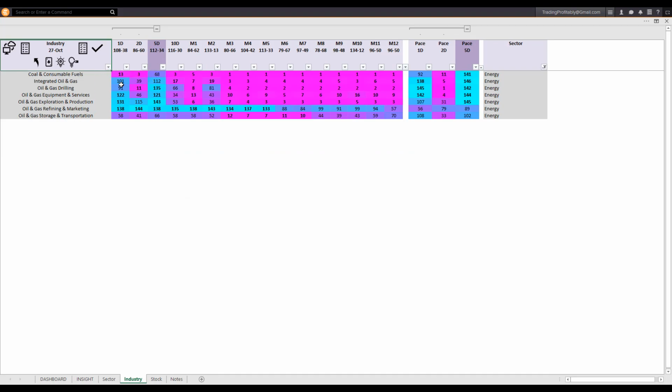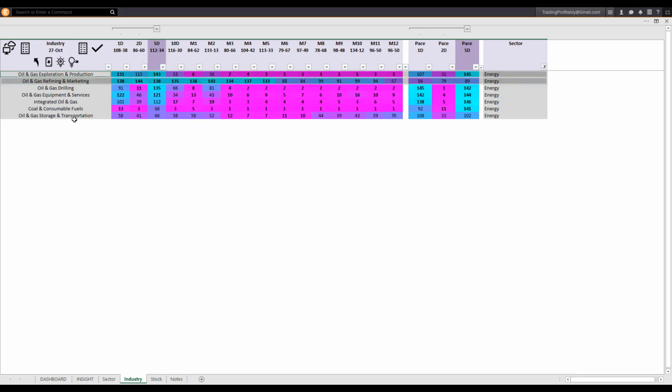Out of the energy sector industries, the strongest over the 5-day period are these two: oil and gas exploration and production, and oil and gas refining and marketing. These two are the strongest over the 5-day period and holding on to their strength over 2-day as well as 1-day periods. Let me drill down to the stocks of these two industries.